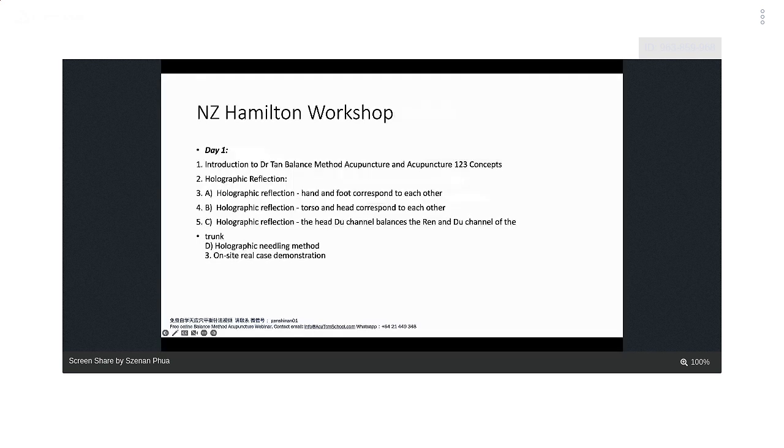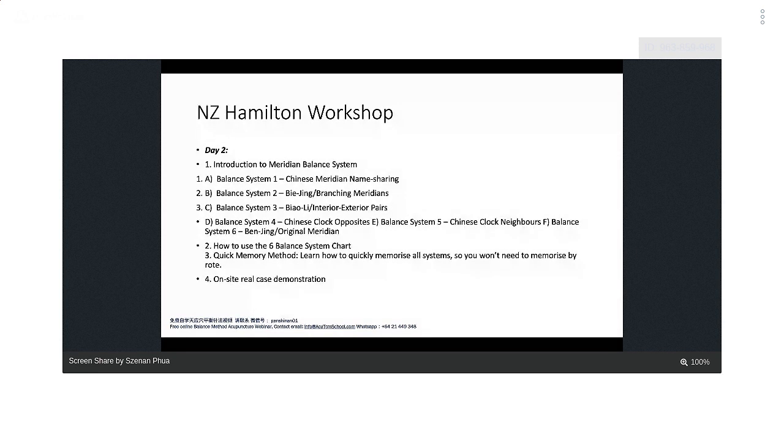Day one is mainly balanced method acupuncture, but I'm actually basing it on yin yang. I show you how to treat the structure imbalance as well, but based on the distal point. So you're no longer just balancing the meridian, you balance the structure. This is the critical thing. And day two, we talk about the 6 balance system, and how you needle those 6 balance systems, how you choose them, and which side to needle.